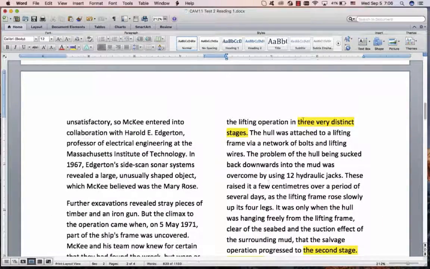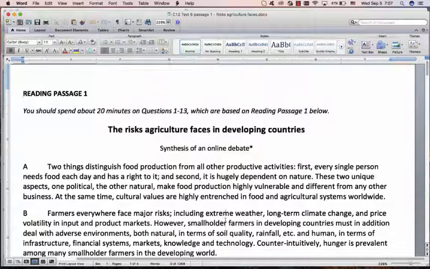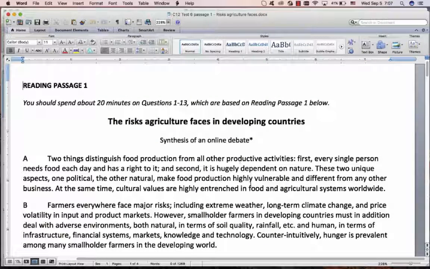So I'm going to take a quick diversion just to show you a couple more examples of how important this language can be. I just want to remind you of our little list that we made in Cambridge 12. We added it to our list as language to notice that will point to important information. Anything, 1 reason, 2 reasons, 3 factors, 4 advantages, 5, whatever. Take note of it. For example, in Cambridge 12 we had risks agriculture faces, and they had that language over there, and IELTS actually asked a question from that language.